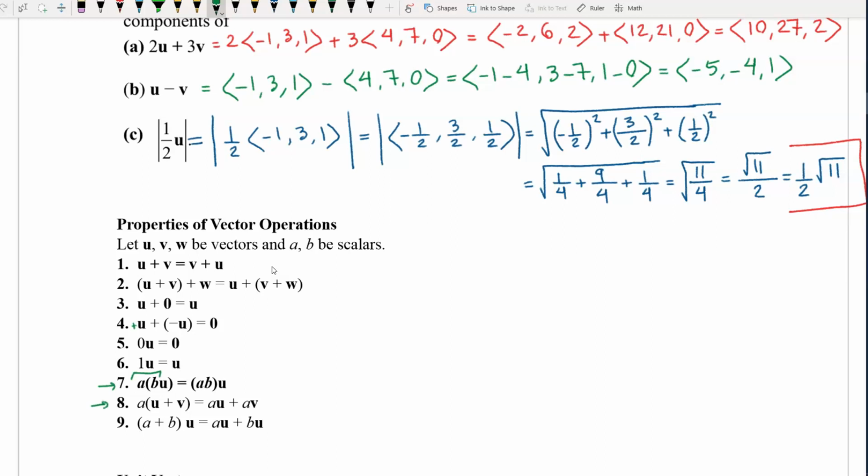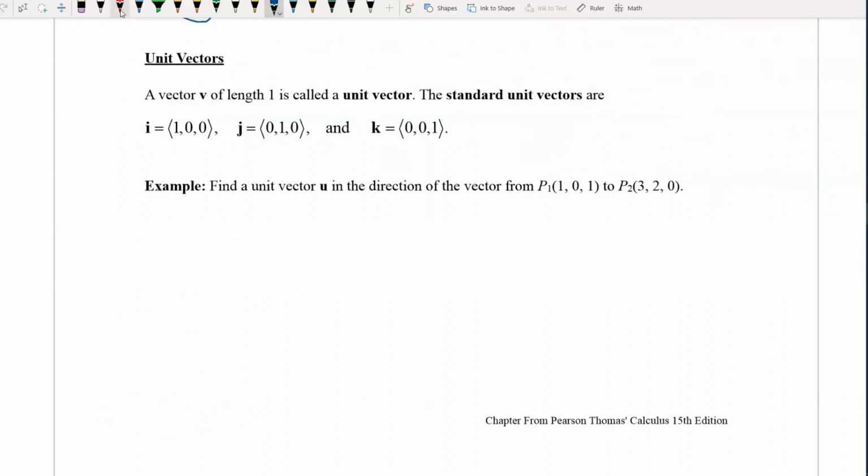And here, number eight, we have a times u plus v, it is equal to, so multiply here a times u, and then add a times v, so using distributive property. And number nine, here we have a plus b times u, so this is equal to a times u plus b times u. Unit vectors. Vector v of length 1 is called a unit vector. The standard unit vectors are, here we have i equal to 1 comma 0 comma 0, j it is equal to 0 comma 1 comma 0, and k it is equal to 0 comma 0 comma 1.